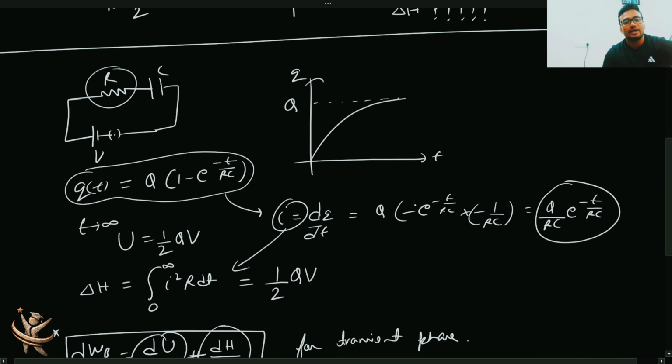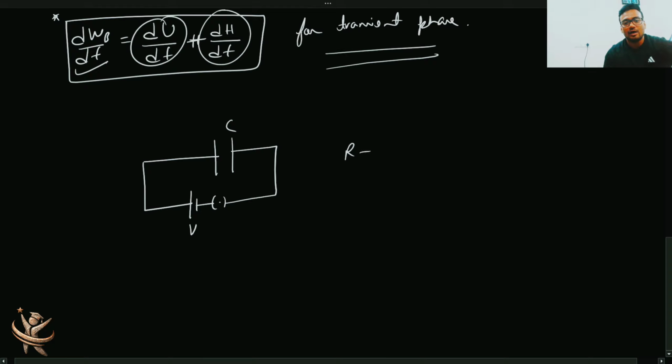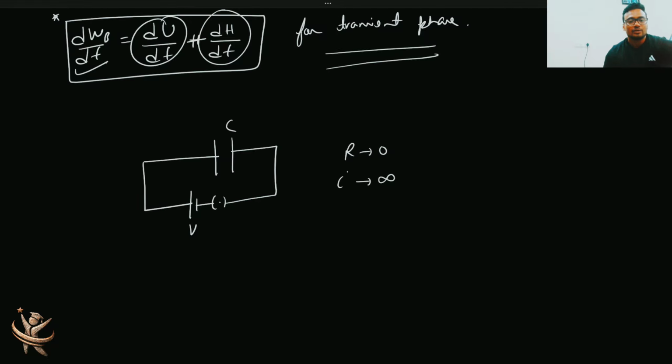So here, what will be the current at t equals to 0? V by R. But what about this case? Here, R tends to 0. So basically, I will tend to infinity. So there is a sudden burst of current in the circuit, right?